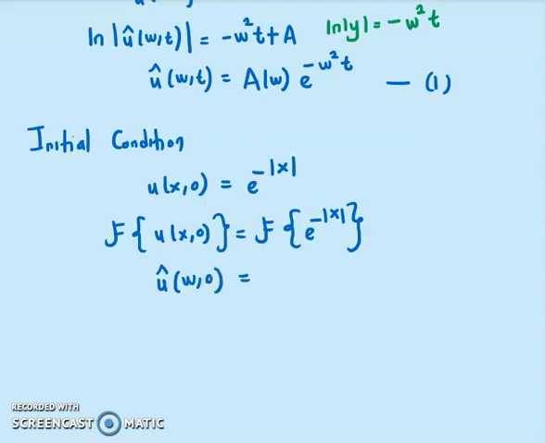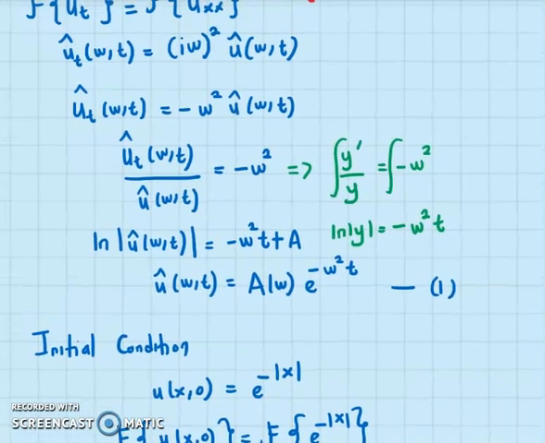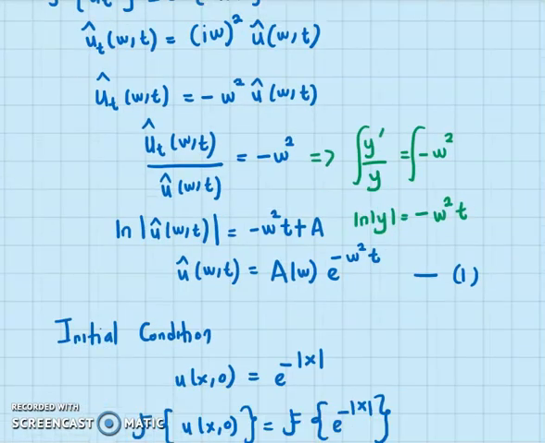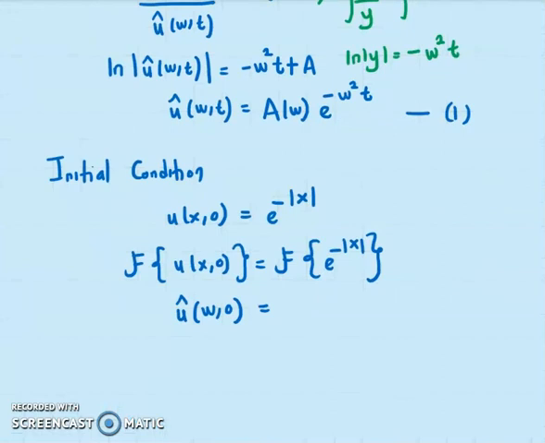Now for the Fourier transform of this, you can use the Fourier transform table, or I can use the definition. What does the definition say? The Fourier transform of f(x) is given by integrating from minus infinity to infinity f(x) times e to the negative i omega x. I think I'm going to just use that. So this will be the integral from minus infinity to infinity of e to the negative modulus x e to the negative i omega x dx. I need to solve this.